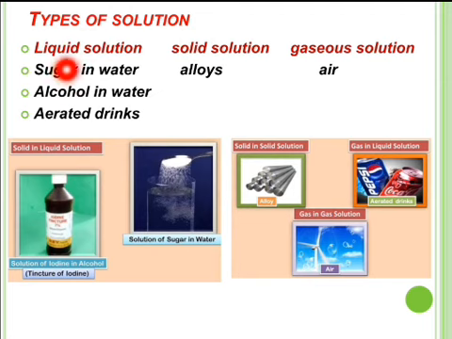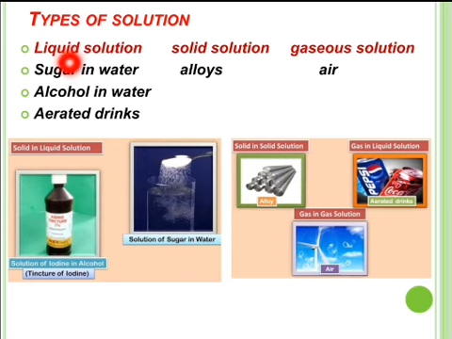Mainly solutions are of three types: liquid solution, solid solution, and gaseous solution. When we talk about liquid solution, it means liquid is taken as solvent. If you talk about solid solution, solid is taken as solvent. And if you talk about gaseous solution, gas is taken as solvent. It means solvent can be liquid in state, can be solid in state, can be gaseous in state.